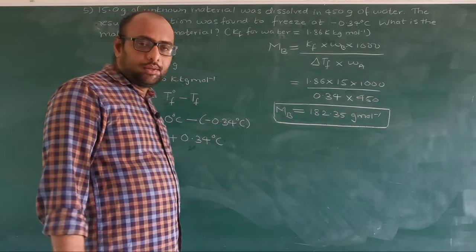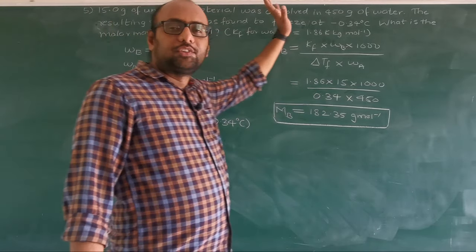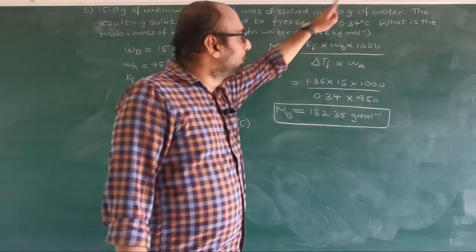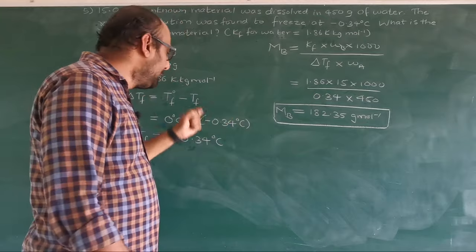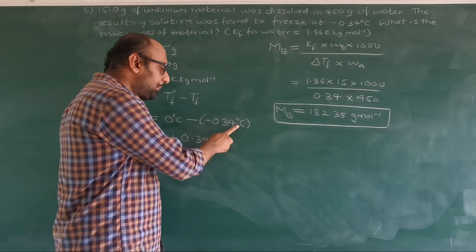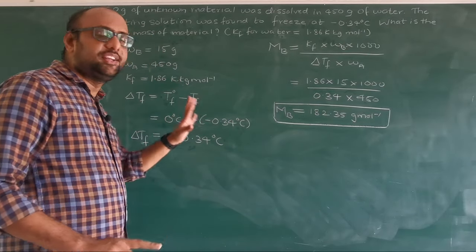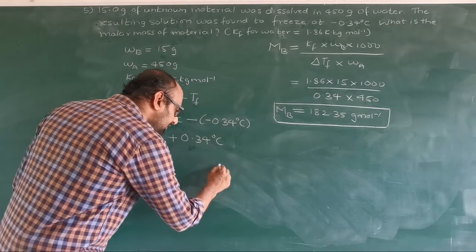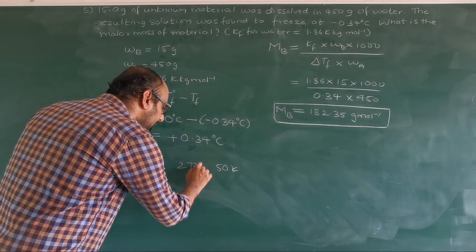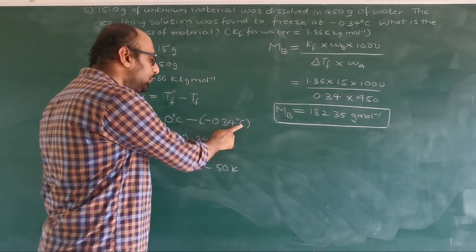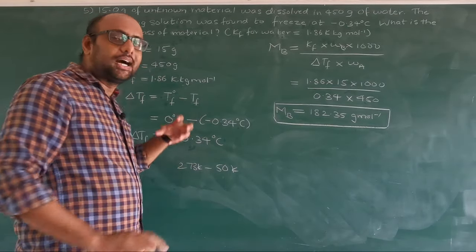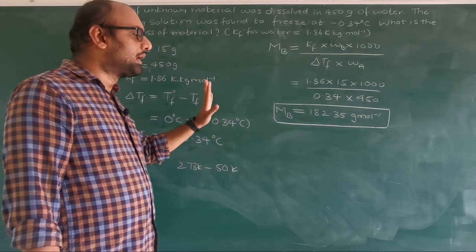Now again, I will repeat here, if the freezing point of the solution is given as minus 0.34 degree Celsius, and the solvent is water, then you have to automatically take the freezing point of water as 0 degree Celsius. If the temperature is given in Celsius, you have to take 0 degree Celsius. If it is given in Kelvin, then you have to take 273 Kelvin. So depending on the unit, you have to take the freezing point of the solvent, the water, automatically. So this is the calculation of molar mass of the solute.